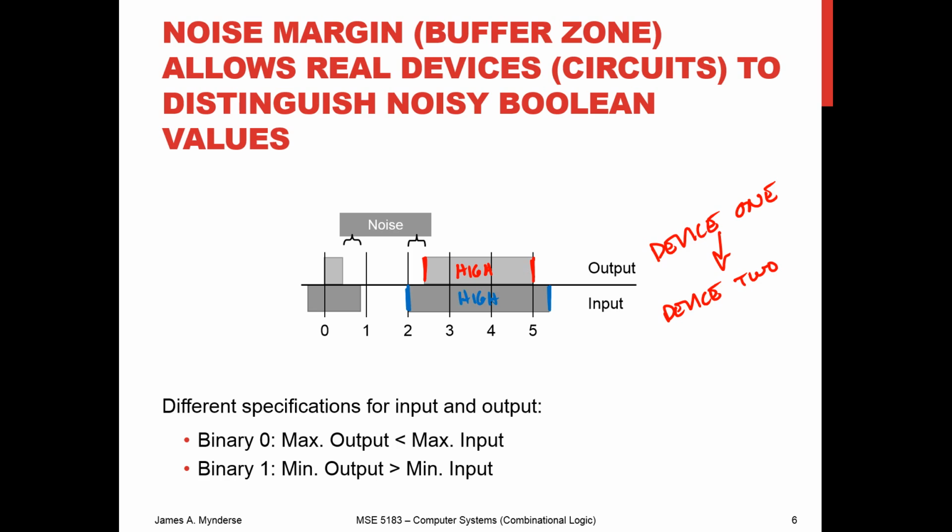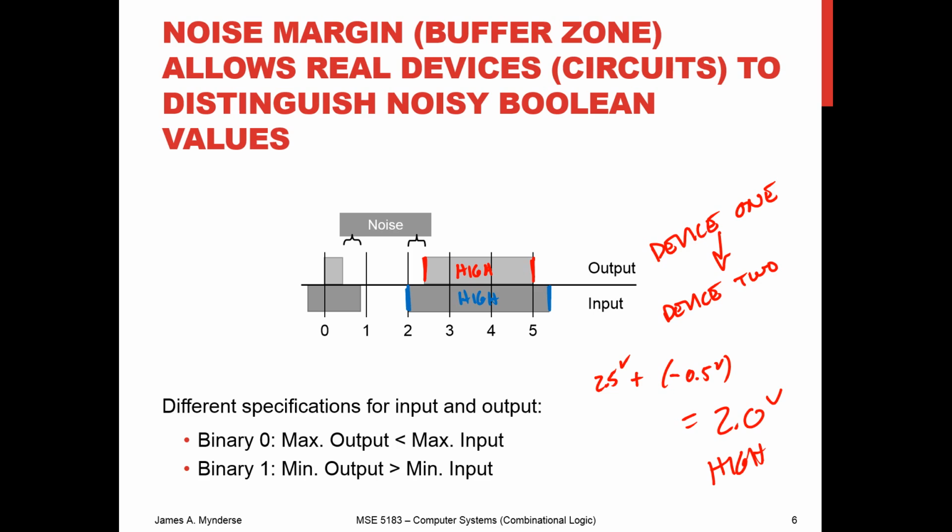And so what that means is that, in sort of a worst case for this particular example, if device 1 sends 2.5 volts, and we get a noise of a negative half a volt, well then device 2 is going to read 2.0 volts, which is still going to count as a high. Likewise, if device 1 sends 5 volts, and we add our worst case half a volt noise, then device 2 is going to read 5.5 volts, which is still a high.